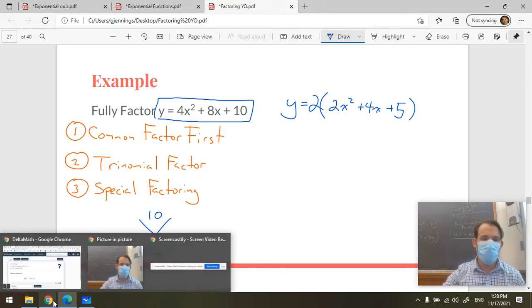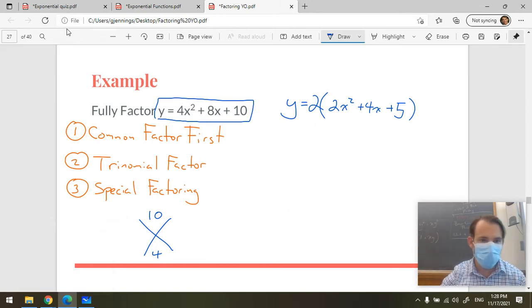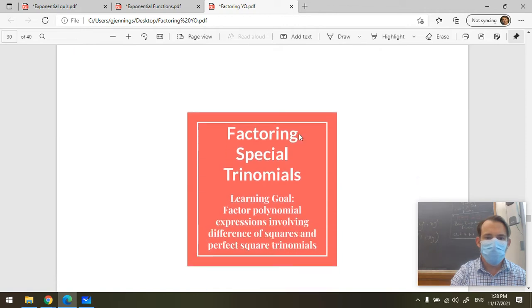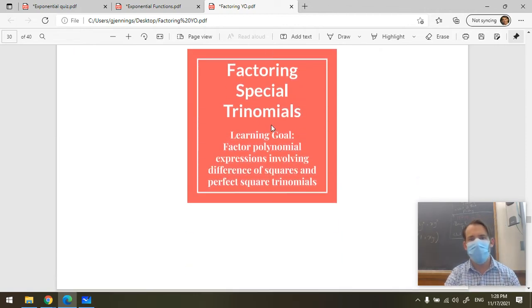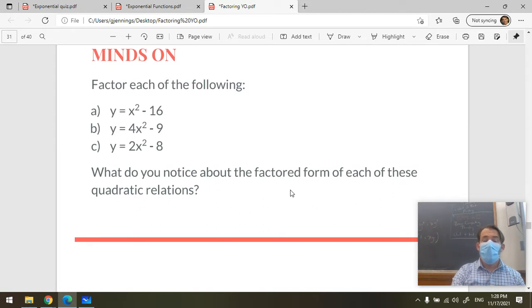So now, take a new note, and this will be called special factoring, factoring special cases. Okay, so let's take a look at how we look for special factoring in these. These are really cool. Factor special trinomials. We want to be able to factor polynomials that involve difference of squares or perfect square trinomials, two of the special cases we're going to look at today.